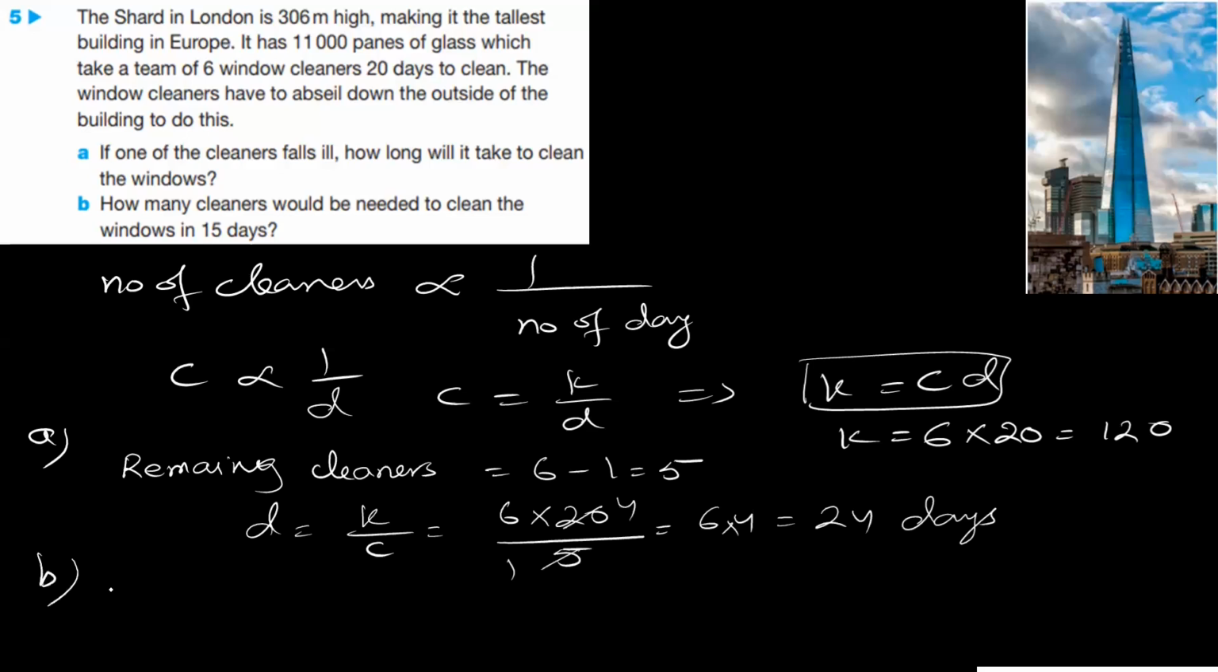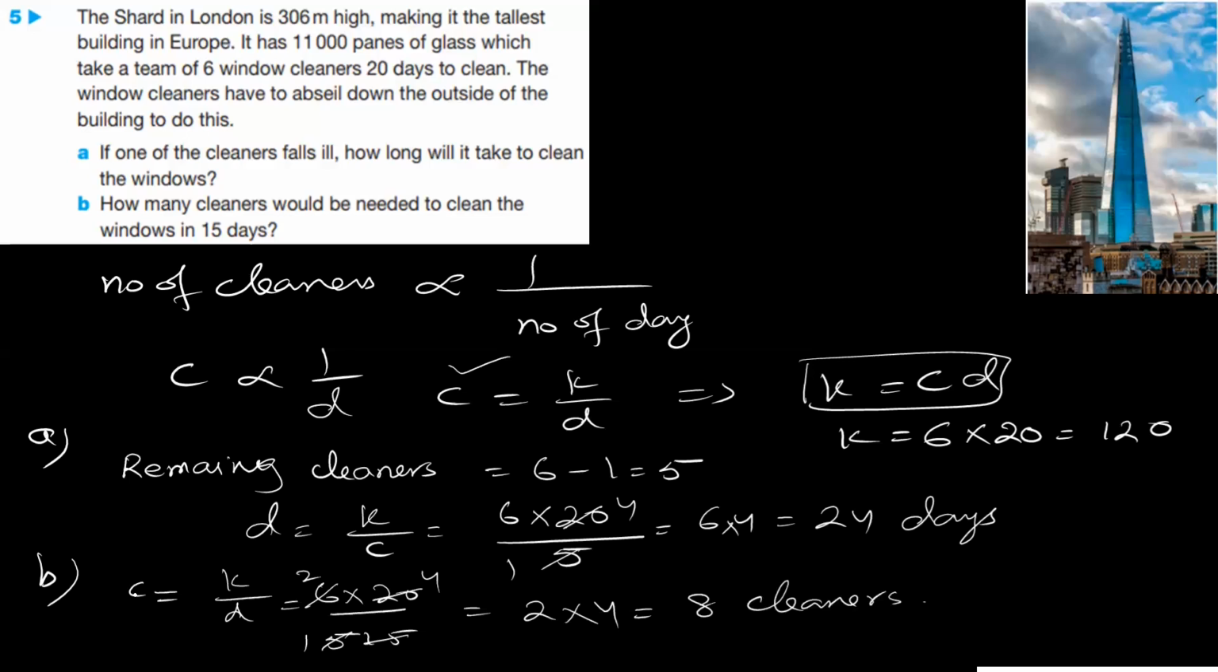B part. How many cleaners would be needed to clean the windows in 15 days? Now we need to find the number of cleaners, so we take this equation. C is equal to K upon D. K is 6 times 20 divided by 15 days. So now 3 times 2 is 6, 3 times 5 is 15. 5 times 1 is 5, 5 times 4, 20. So you got 2 times 4. This shows there are 8 cleaners needed.